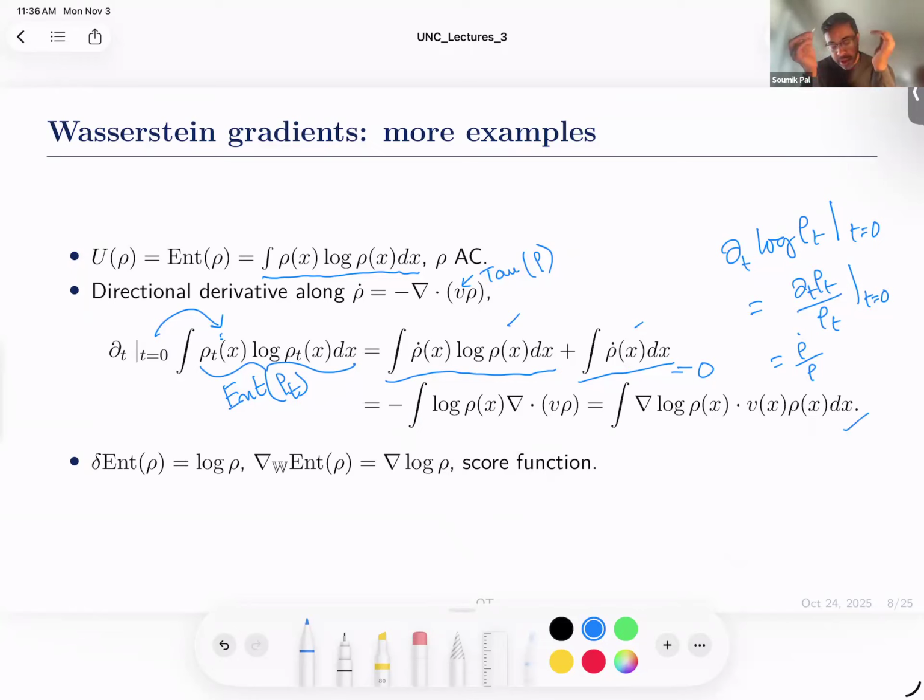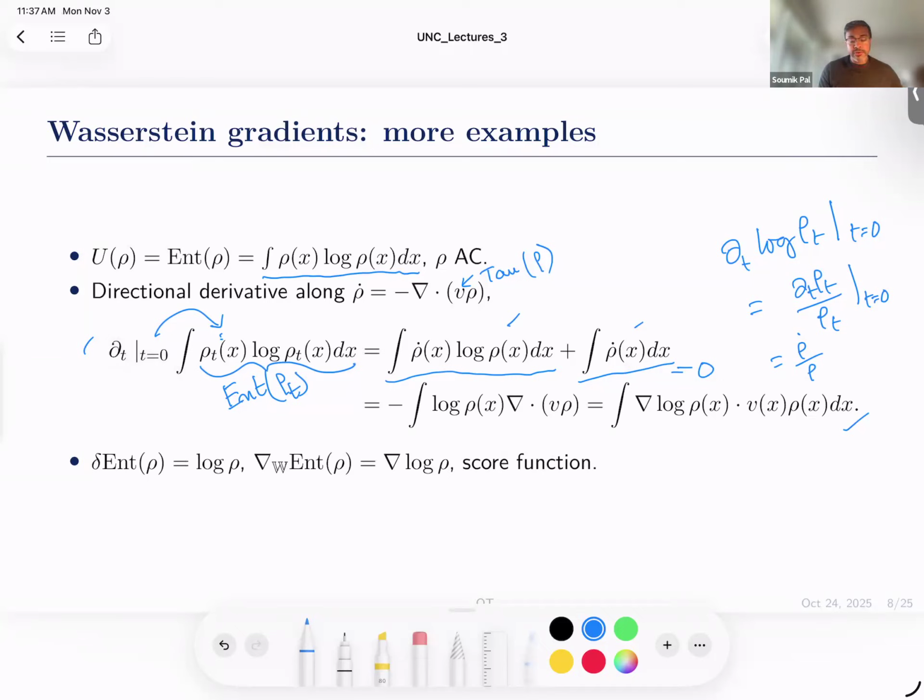Now you'll notice that I'm doing some things which require smoothness. I'm doing integration by parts, I'm taking derivatives, so I require smoothness. The first thing to notice is that I'm taking my velocity field in the set of tangent velocities, which is generated by the gradients of smooth compactly supported functions, and those are just fine. For the rest of it, you have to guarantee that this log rho x actually has a gradient and everything is nice, and that has to be externally guaranteed.